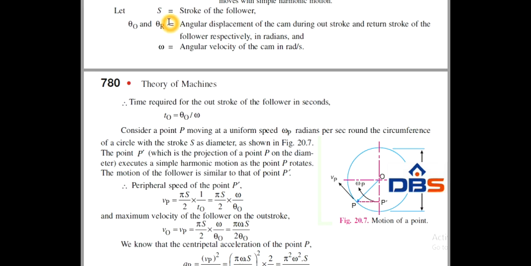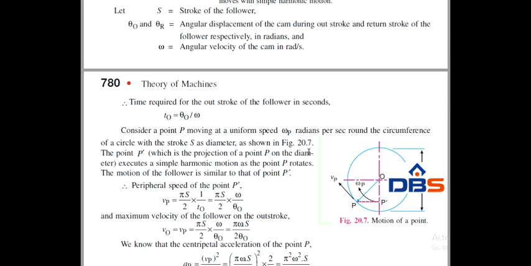Let us take S as the stroke of the follower, θo and θr as the angular displacement of the cam during the outward and return strokes of the follower, and ω as the angular velocity of the cam in radians per second. Therefore, the time required for the outward stroke of the follower in seconds is to = θo/ω.